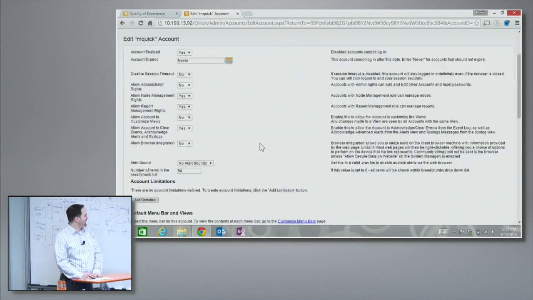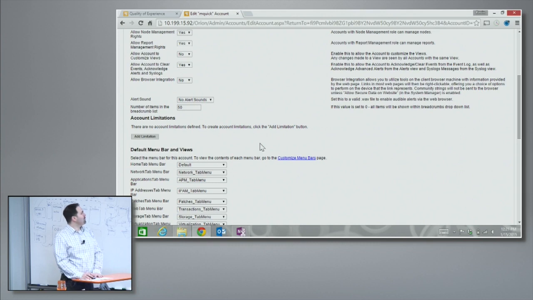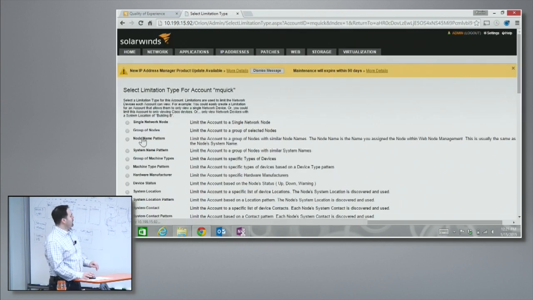Let's test and see how secure this really is. Right, so we can add account limitations here. Right now we don't have any account limitations, but we also have view limitations as well, or default views that people can go to or set up. So if I add a limitation, which I won't, I'll just show you guys.